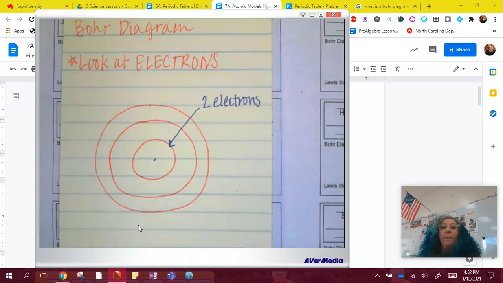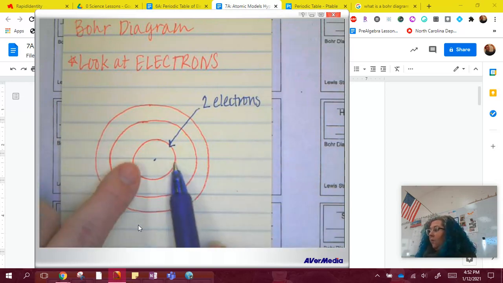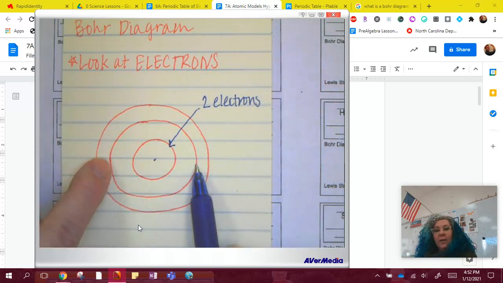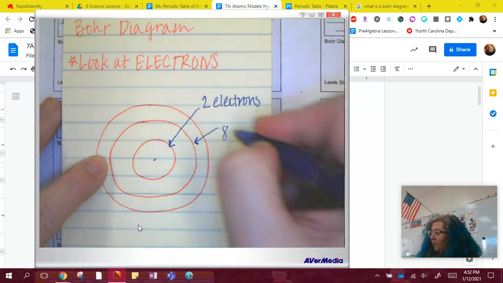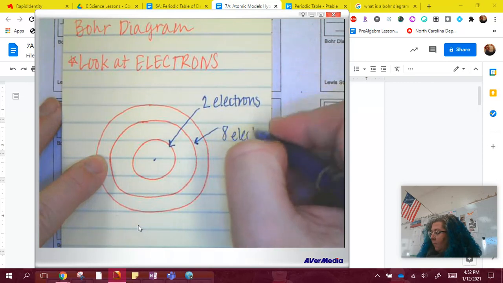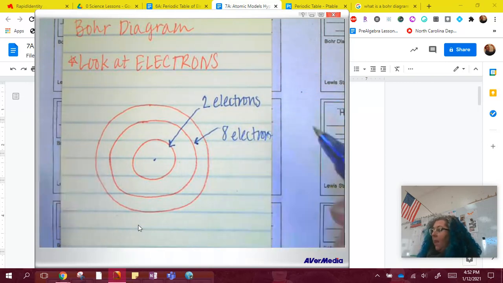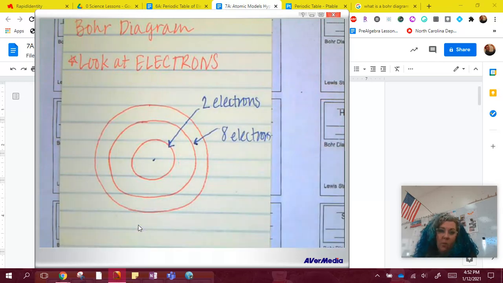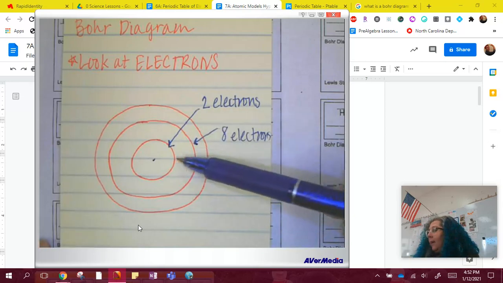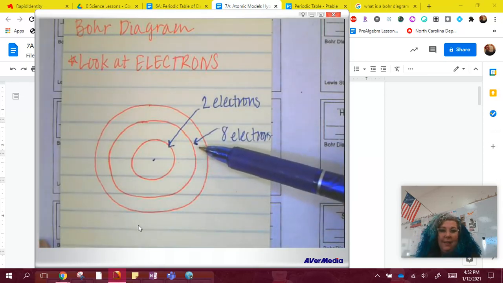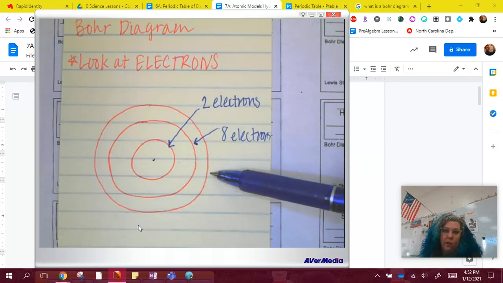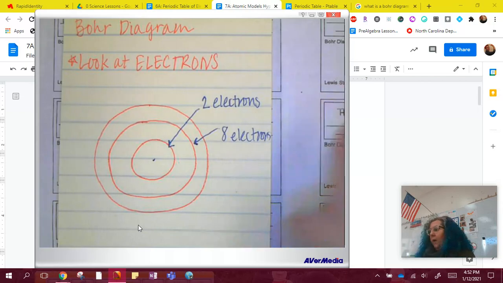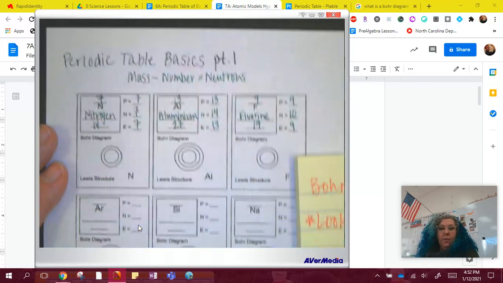Now, if you have more than 2 electrons, you've got to go to the second shell, or second orbit, and this holds 8. And then this last one, we don't have to worry about for 8th grade, but all you need to know is that if you have more than 10 electrons in an element, it's going to spill over into the third shell.